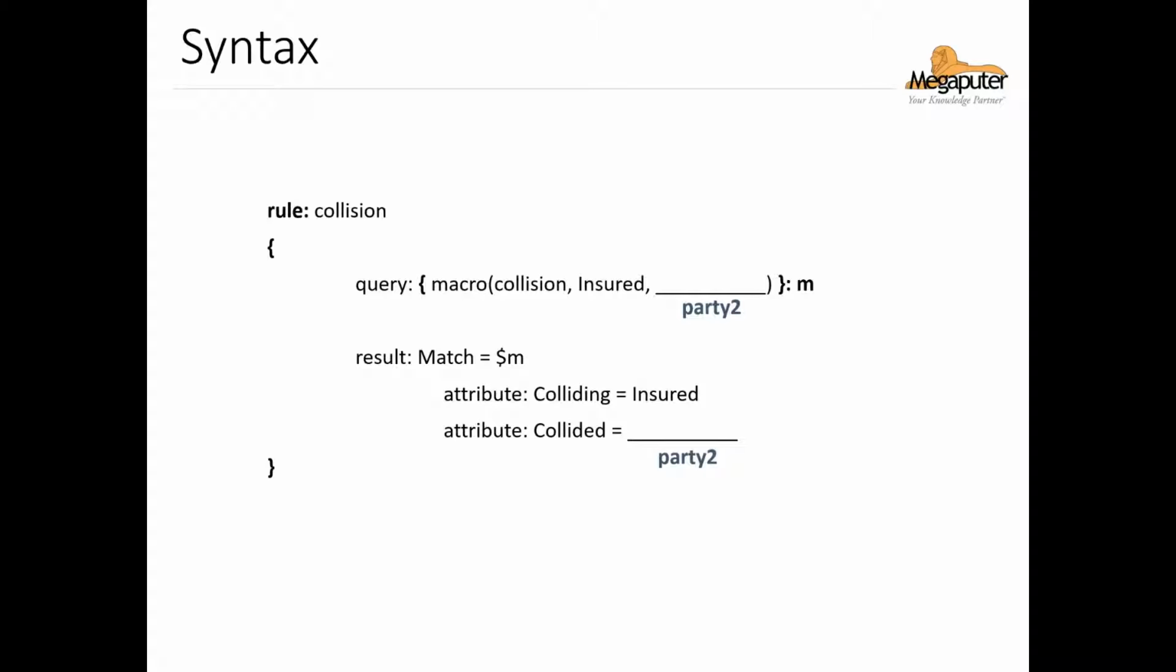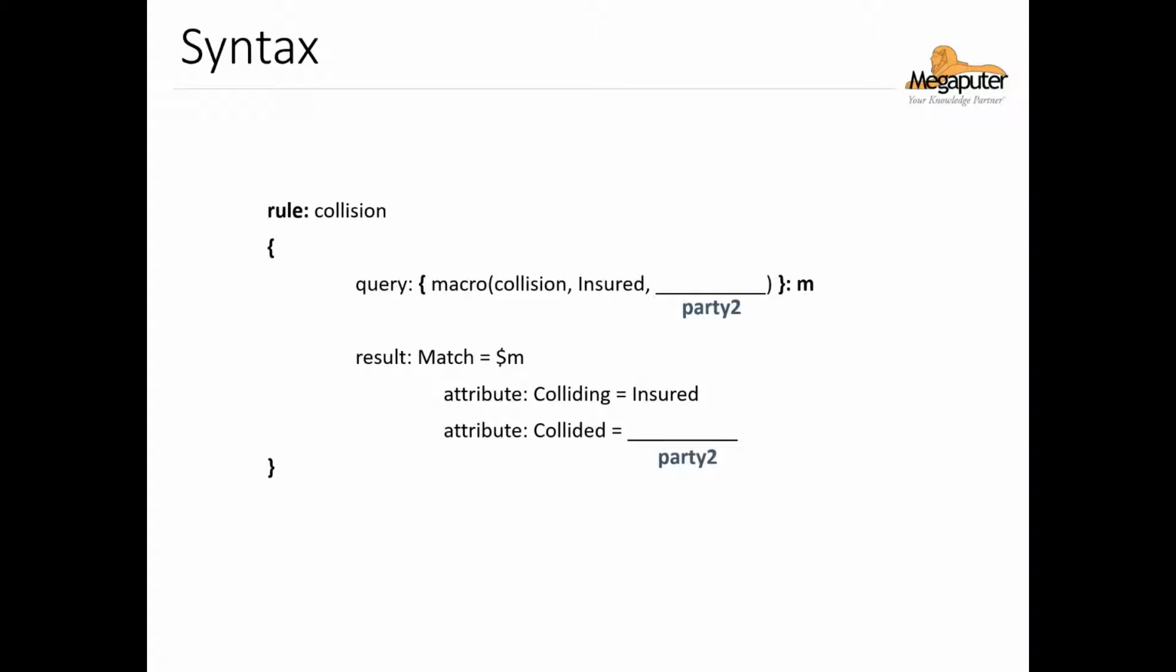We want to go on to return these results with a result block. So the match will be the entire query, the attribute colliding, the one doing the collision, is the insured, and then our collided attribute will be variable. We don't know what to put in here yet. That's going to belong to our party 2. So far this is just a regular XPDL rule, we're just leaving parts of it blank for right now.